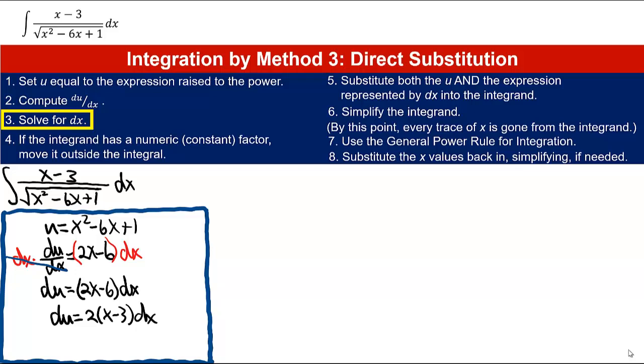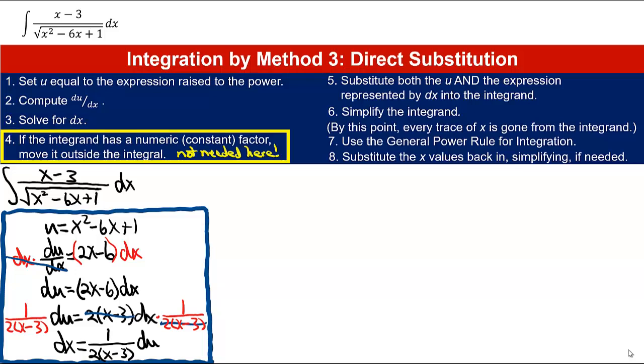And I can see that it was a good choice already because when I look back at the original integrand, there is an x minus 3 there. That makes me feel good about my choice of factoring that out. In any case, we're solving for dx, not du, so I need to multiply both sides by 1 over the quantity 2 times x minus 3, so that the 2 times the x minus 3 will divide out on the right, leaving me with dx being 1 divided by the quantity 2 times x minus 3, all multiplied by du. So I've solved for dx. Step 4 we don't need. There's nothing to factor out. There's no common factor that's a constant.